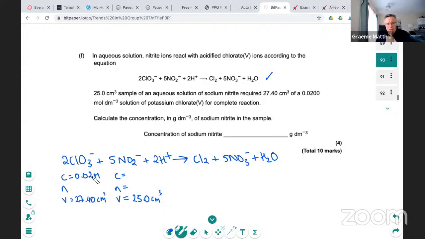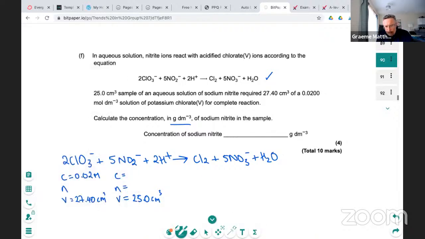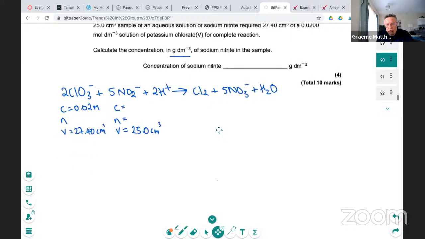And what they wanted to know is the concentration in grams of sodium nitrite in the sample. Oh, good one. It's real easy. What I'm going to do is change pen colors to orange, and scroll my board up a little bit so you can see what's going on.